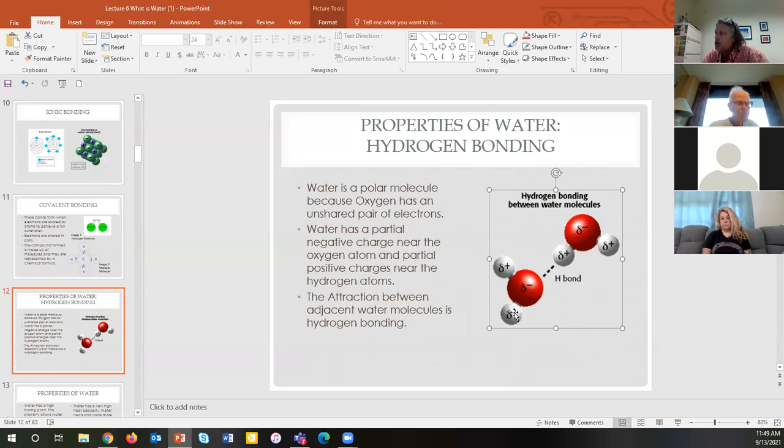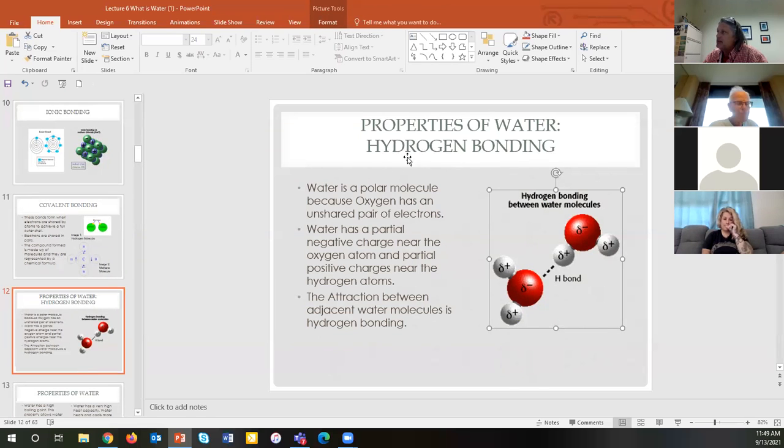It's like if you were to share candy with your little brother and you broke it and you had a big piece and a small piece, you keep the big piece for yourself and you give the small piece to your little brother. That's uneven sharing. So oxygen does not share evenly with its hydrogen counterparts. So they have a pole. The oxygen takes on a little negative, the hydrogen takes on a little positive.